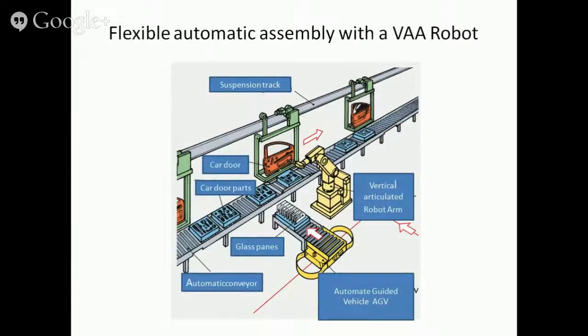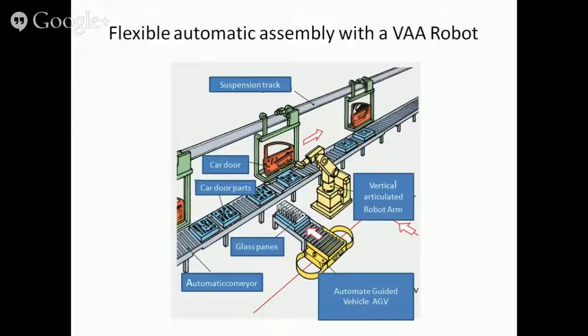This is an example of a flexible assembly automation cell. Car doors are assembled by a vertical articulated robot arm. The doors move along a suspension track from the left to the right.